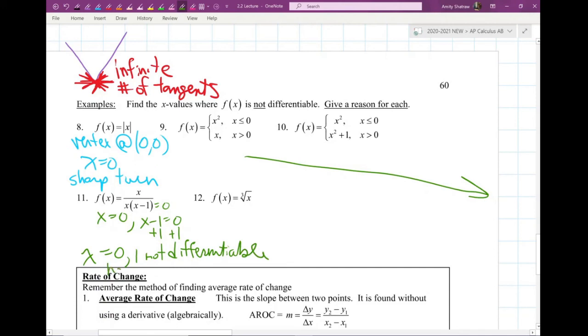There is a hole at x equals 0 and an asymptote at x equals 1. All right, last one then. Here is my beautiful cube root function. And by the way, if you don't have this guy memorized, it's okay.